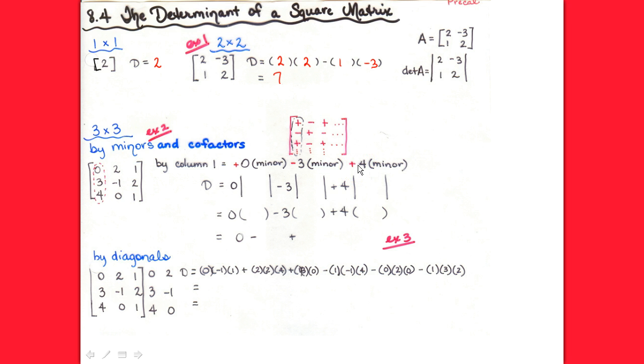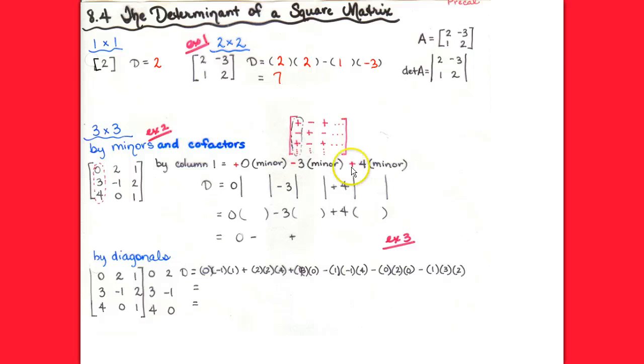If I had been doing the second column, like if I had been evaluating by the second column, I would have said minus plus minus is what the checkerboard matrix tells me to do. So that would have been subtract 2 times its minor, add a negative 1 times its minor, and then subtract 0 times its minor. So notice that this sign does not tell me whether my product is positive or negative. It just tells me whether to add and subtract.